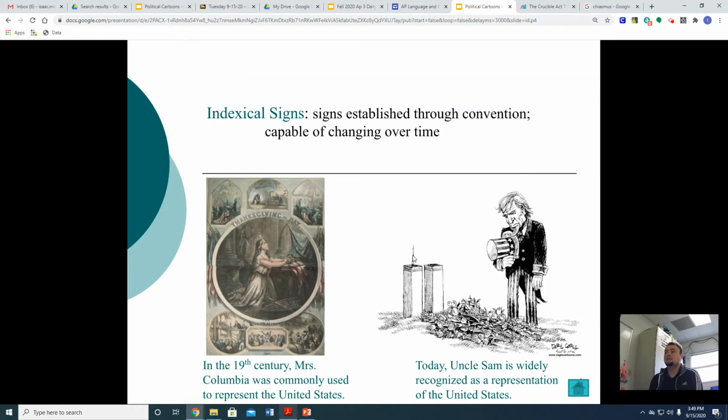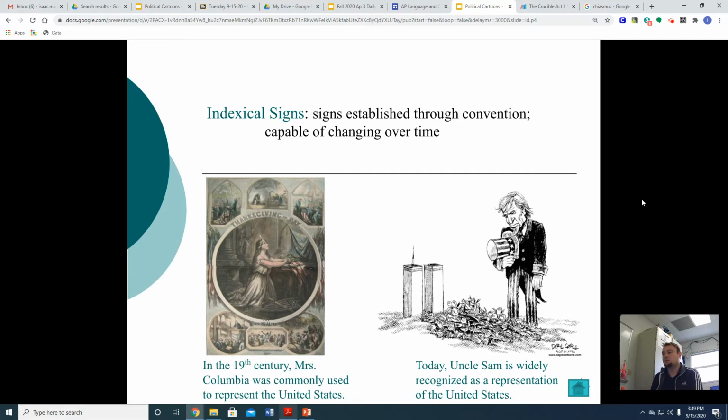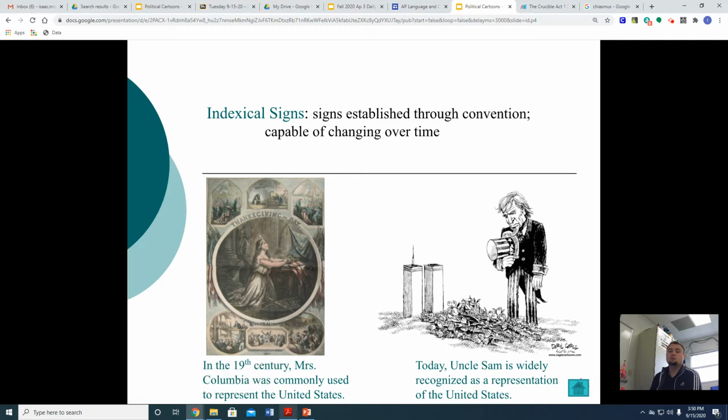One important thing to note is indexical signs can change over time. If you look at older pictures of the U.S., really any kind of persuasive image that has to do with the U.S., you would see Mrs. Columbia is meant to represent the United States. So you'll see poetry that references Columbia, the District of Columbia. This was actually the first representation of the United States, and over the years it's kind of switched to Uncle Sam. So when you see Uncle Sam in a political cartoon or a picture, you know, okay, they're referencing the United States in this.